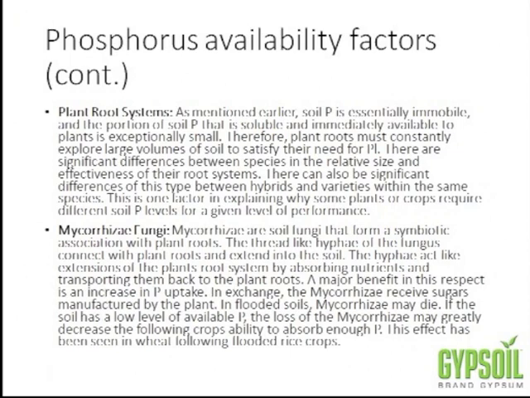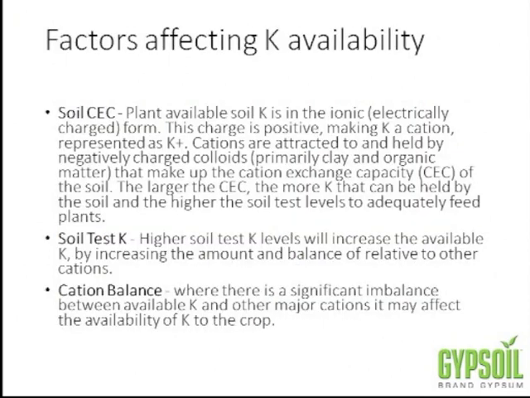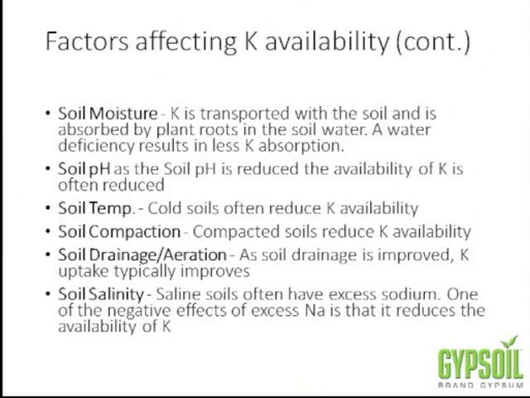And when we look at potassium, we have to look at soil CEC, of course. The better we can have soil in balance, the better job we're going to do, because potassium is one of the weaker cations. When we can keep our calcium and our magnesium in the relationship where they need to be, our potassium availability goes up. Of course, one of the things that really affects potassium is the soil test level that we have. The cation balance is a big part of it, along with soil moisture, soil pH, soil temperature, soil compaction, drainage and aeration, and of course salinity.